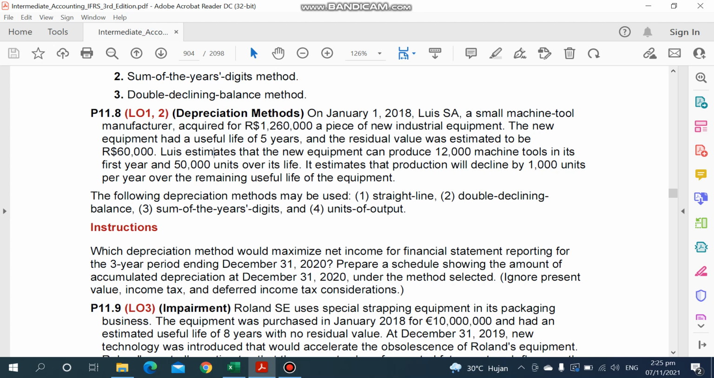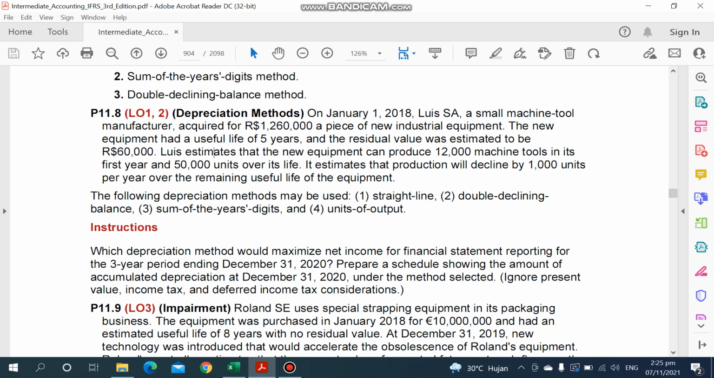The last question is B11.8. On January 1st, 2018, Lewis SA, a small machine tool manufacturer, acquired for $1,260,000 a piece of new industrial equipment. The new equipment had a useful life of 5 years, and the residual value was estimated to be $60,000.